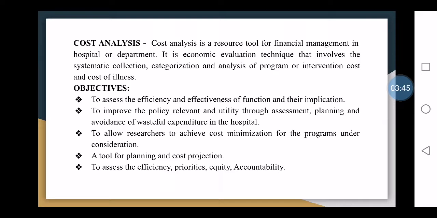Then cost analysis allows the researcher to achieve cost minimization for the programs under consideration. As we all know, there are various programs happening in a hospital or in the medical sector. So our main aim is to minimize the cost. If the cost is minimized, then only financial stability can be gained. Then only the workers will be able to get good welfare.